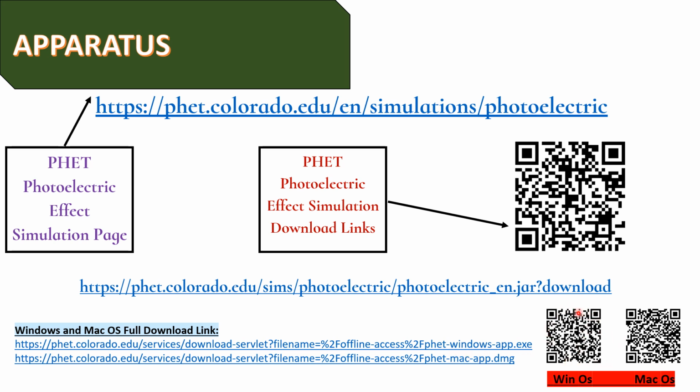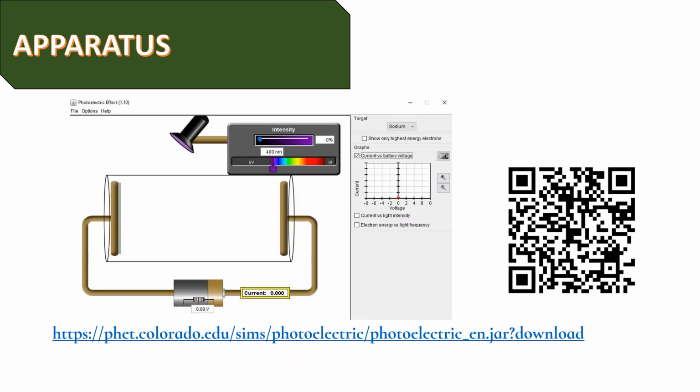This link is also available in this QR code, which can be scanned directly and the file downloaded. The second link is for users of the Mac operating system, who can also download a file and install it on their Mac system. This QR code also gives Mac users access to the same file, whereas this big QR code is for the jar file to download just the photoelectric simulation, not the entire package.